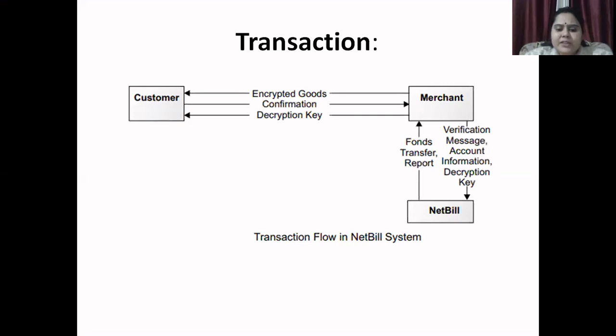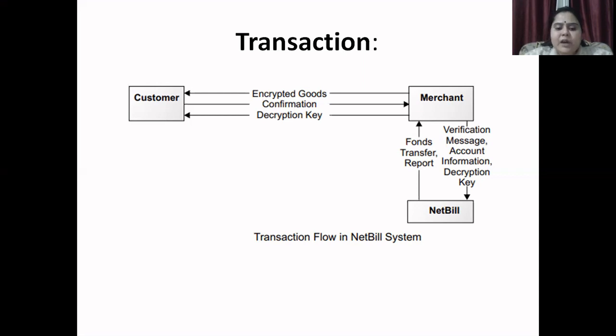Next, the transaction. As seen in the following figure, a customer buys information goods from the merchant. The merchant sends the goods in encrypted form to the customer. Next, the customer software verifies that the goods were received correctly and sends validation of this to the merchant software. Next, the merchant submits the validation message received from the customer, the account information provided by the customer, and the decryption key to the NetBill server.